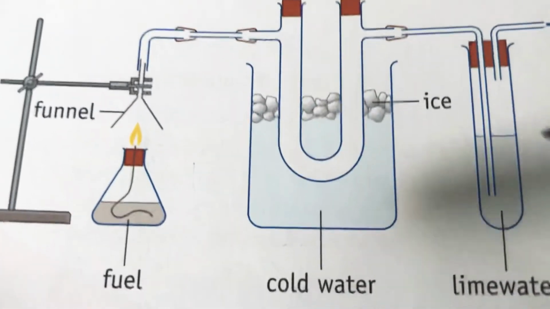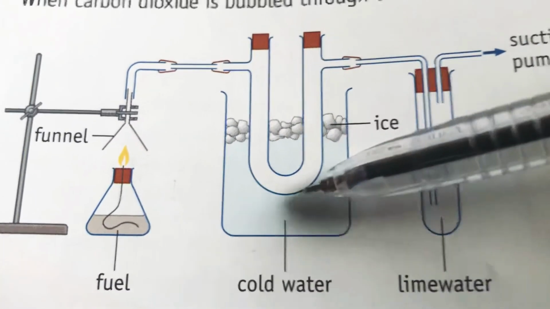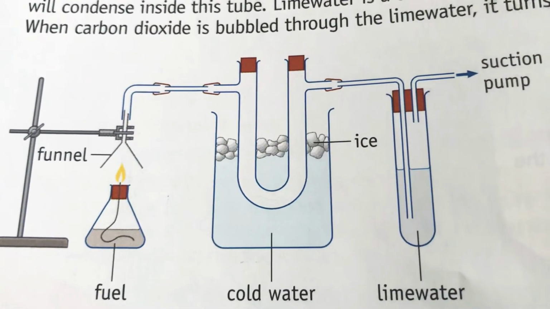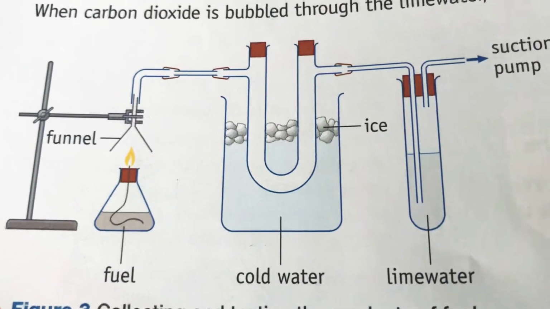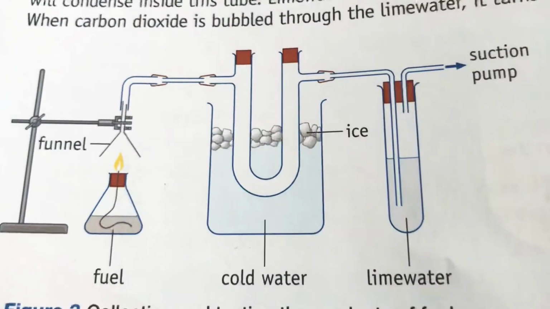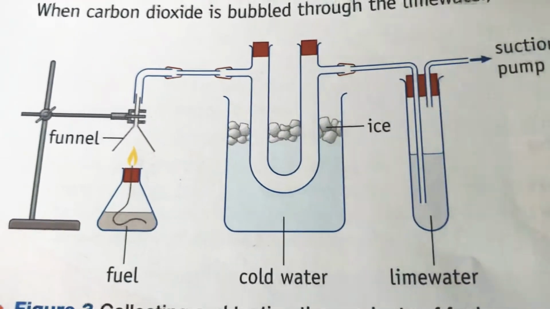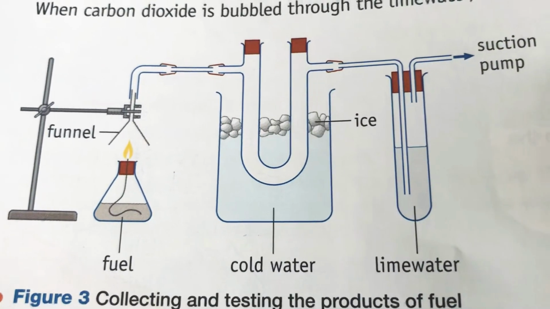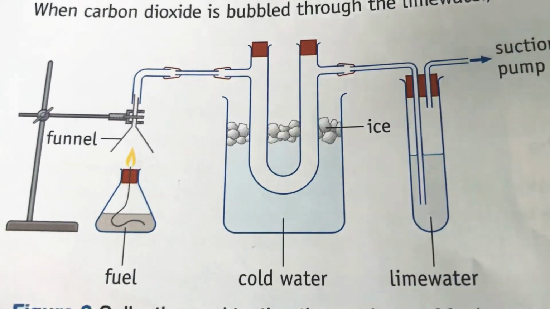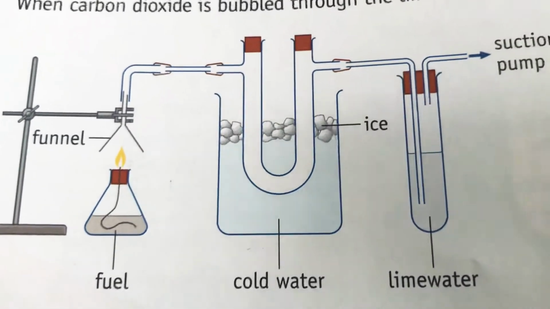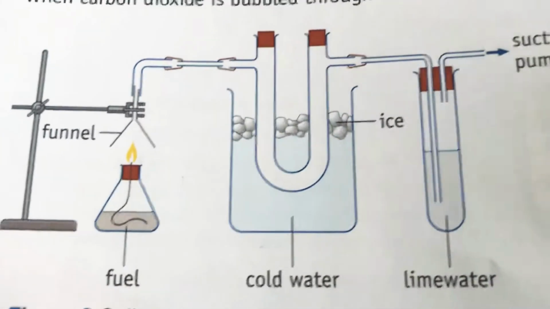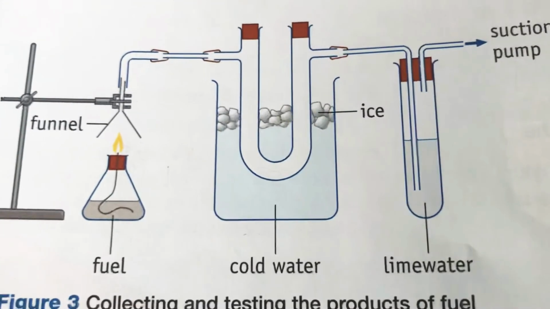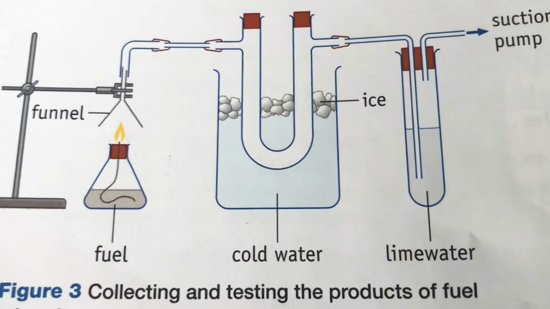So what we can do is collect this colourless liquid and dip it into a sample of anhydrous cobalt(II) chloride or anhydrous copper(II) sulfate. And if we get those colour changes that we studied a few lessons ago, we will be able to confirm that that colourless liquid is 100% water. It doesn't confirm to us, however, that it is pure water.